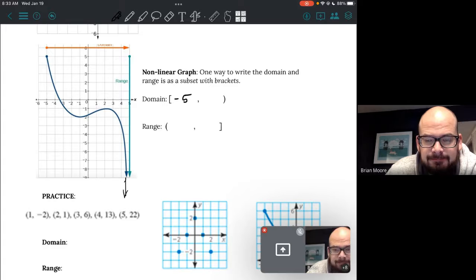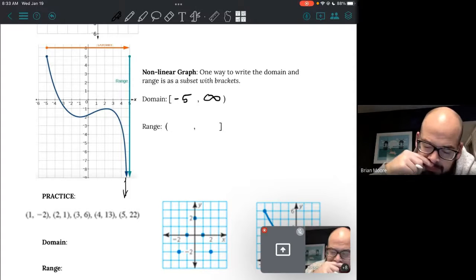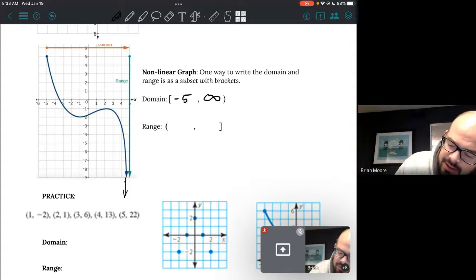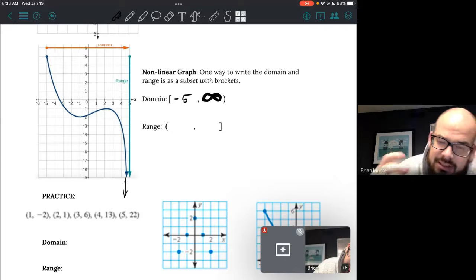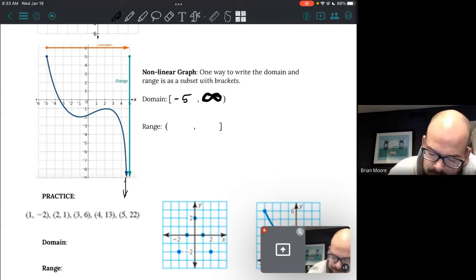Nobody? No. All right, so it looks like a sideways 8. That means goes on forever. And whenever you use an infinity symbol, you always use parentheses, because you can never actually touch infinity, because the numbers just keep getting bigger.